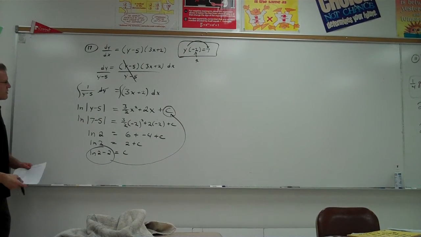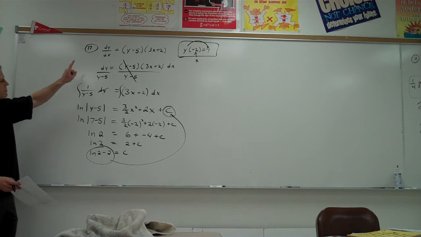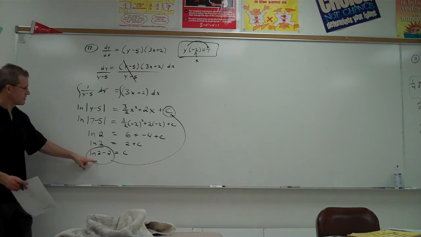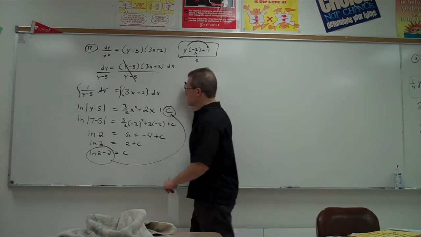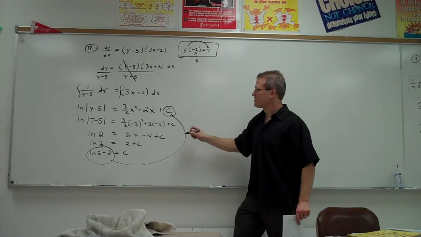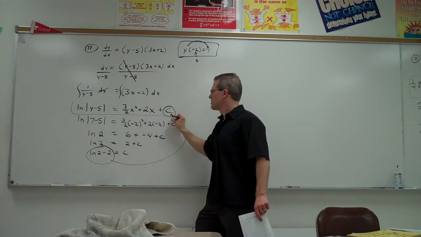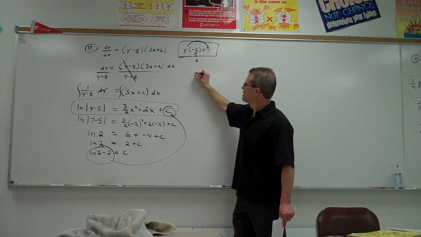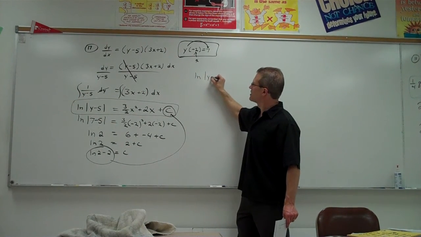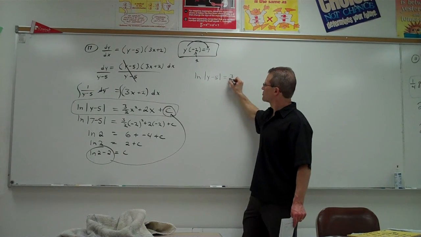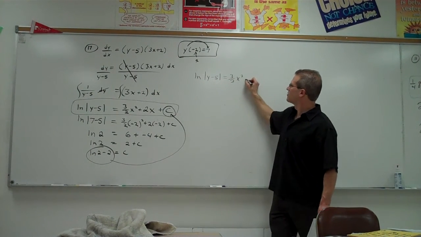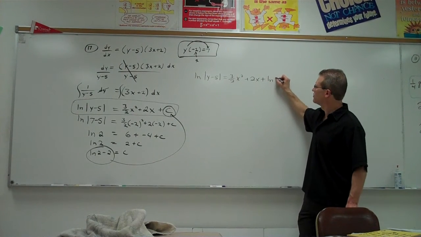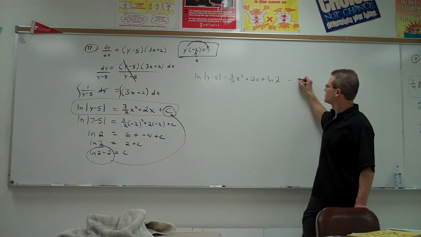There's only one step left, really. Step 1 was separate the variables. Step 2, integrate both sides. Step 3, plug in your numbers to find c. Now we're going to rewrite the expression with this expression here. This is what's called the general solution. Once I plug in c, I have a particular solution. So natural log of the absolute value of y minus 5 equals 3 halves x squared plus 2x plus c, which is natural log of 2 minus 2.